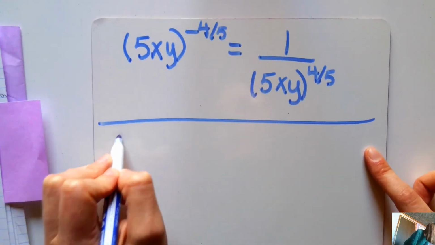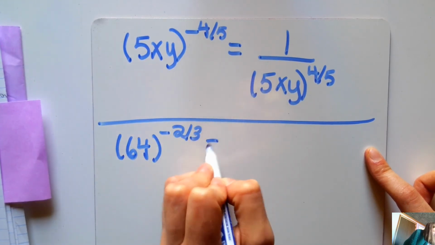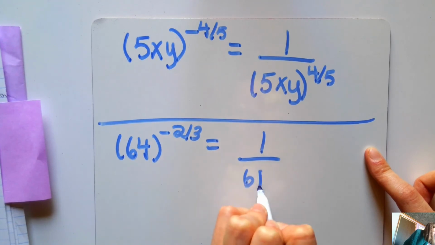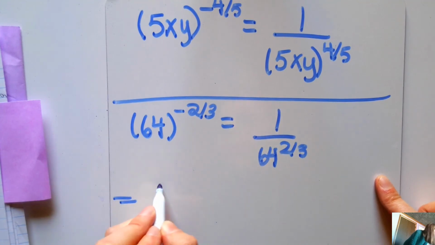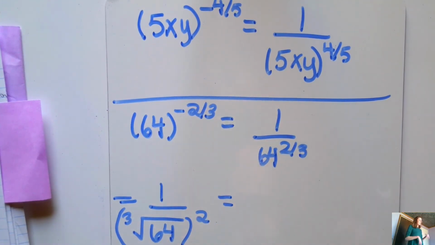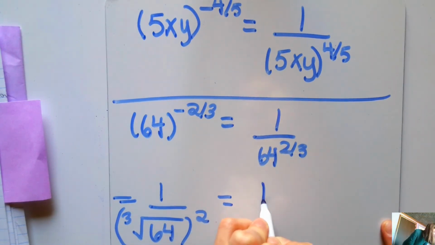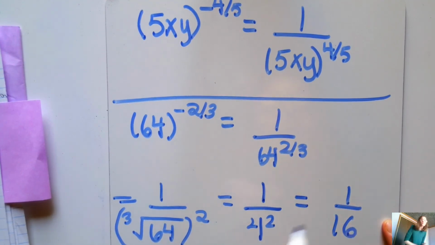And say we've got 64 to the negative 2 over 3. That can be written as 1 over 64 to the positive 2 over 3, which then equals 1 over the cube root of 64, all of that squared. Now we know the cube root of 64 is 4, since 4 cubed, which is 4 times 4 times 4, is 64. So we know that's 1 over 4 squared, which equals 1 over 16.